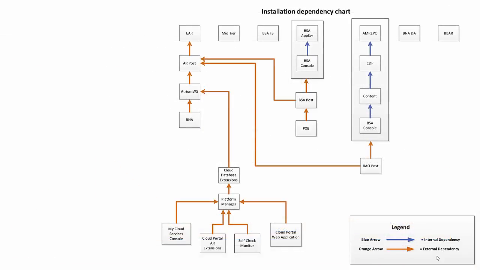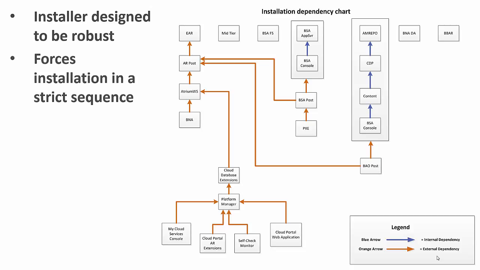By default, BMC designed the CLM installer to be quite robust. If the installer or a target host crashes, the installer is intelligent enough to remember the last state you were in. In addition, to keep you from shooting yourself in the foot, the installer forces you to install the CLM products in a very strict sequence of product dependencies.